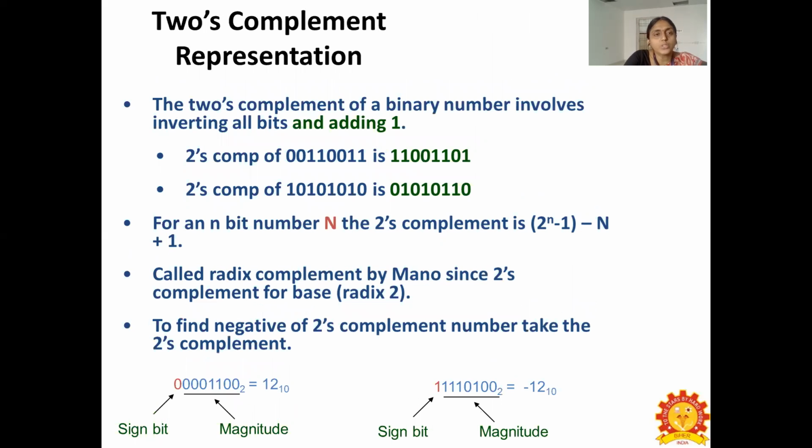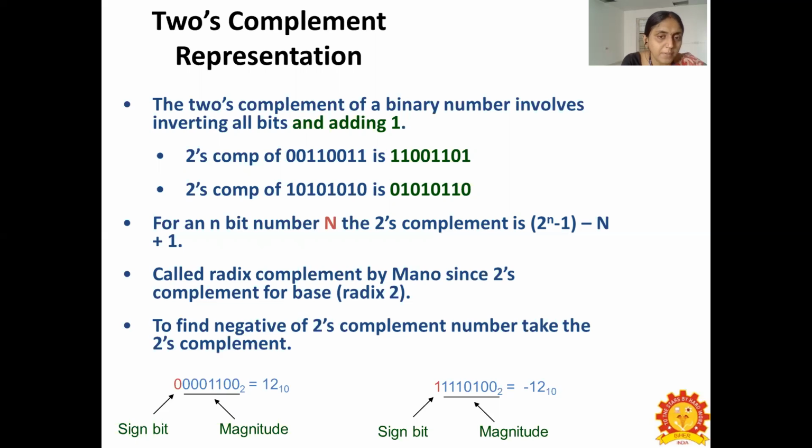And how to find 2's complement representation? So here we invert all the bits first, like 1's complement, and then add 1. So here 2's complement of 00110011 is, convert first this into 1's complement. That is 11001100. And you have to add 1 to it. So that will be your 2's complement value.